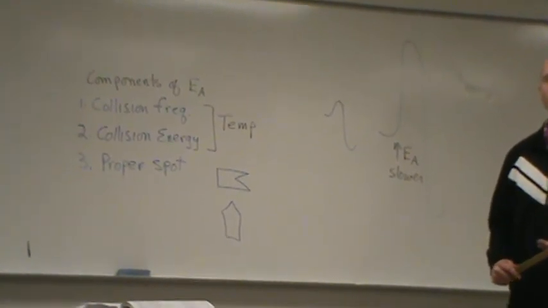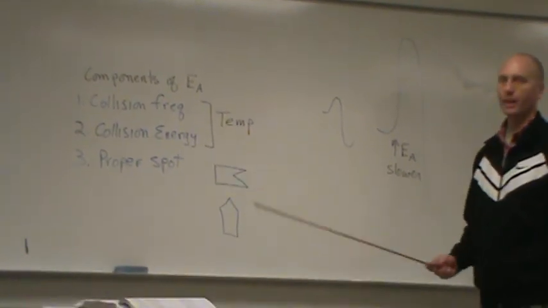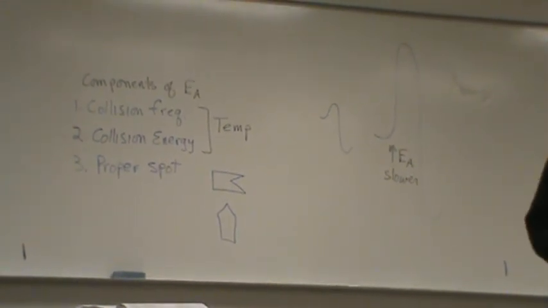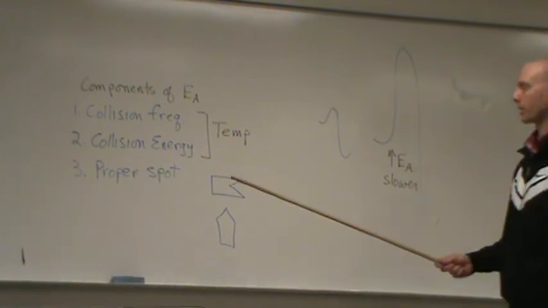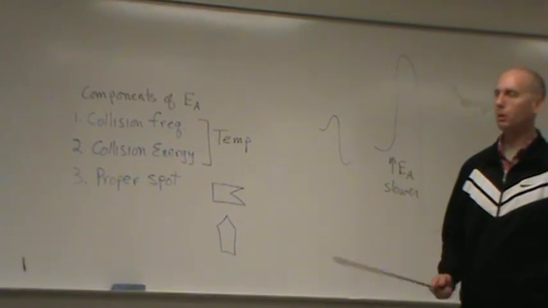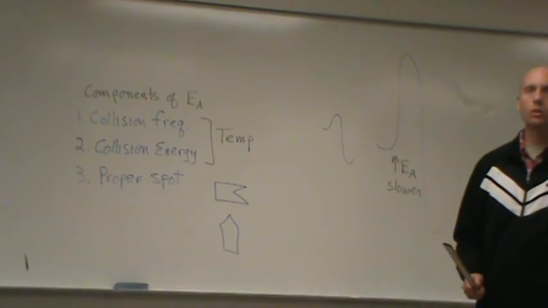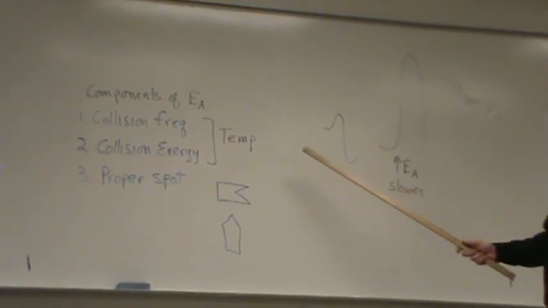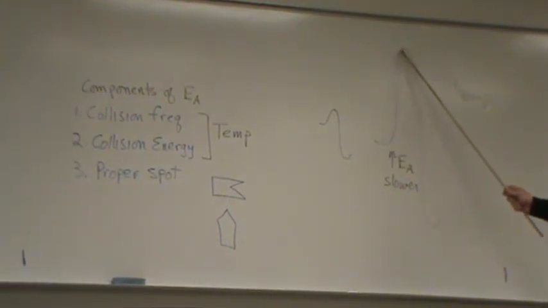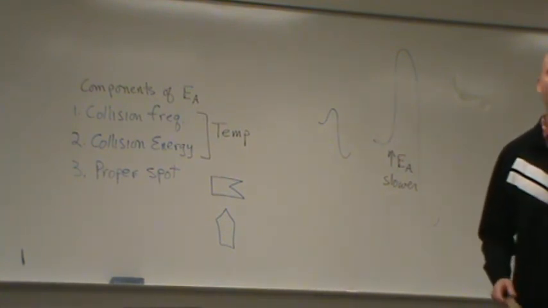And that's the way molecules react. They have to hit in a proper spot. They can collide all day with the right energy, but if they don't hit the right spot, there's no reaction. And there's no way we can control that. That's just kind of a probability thing. But we can control these two by temperature. So that's what I want you to take away: when I increase the temperature, it's giving me energy to get over that hill.